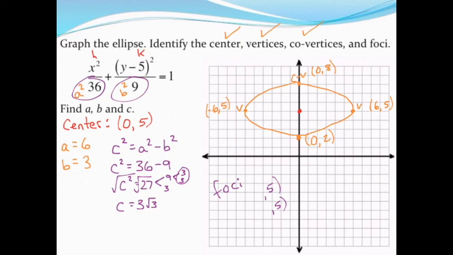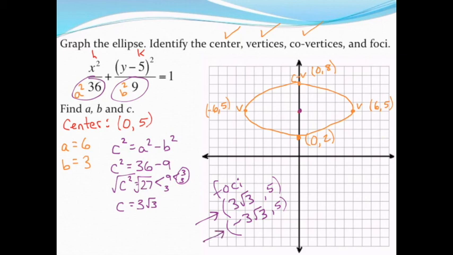So I think what I'll do then is, from the center, since c represents the distance from the center to the foci, I'm just going to say 0 plus 3 root 3, and then 0 minus 3 root 3. I don't really need that 0 in front, so I'll just use those as my initial coordinates. So I'm going to count 3 root 3 over, and then up 5, and then negative 3 root 3 over, and then up 5.